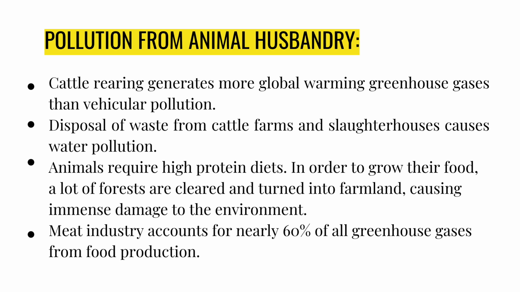The disposal of waste from cattle farms and slaughterhouses causes water pollution. Slaughterhouses are the places where animals are killed. Animals require high protein diets, and in order to grow the food for them, a lot of forests are cleared and turned into farmland, causing immense damage to the environment. This is most notable in Brazil, where large parts of the rainforests have been cleared in the last decade to grow soybean and corn. And the meat industry accounts for nearly 60% of all greenhouse gases from food production.